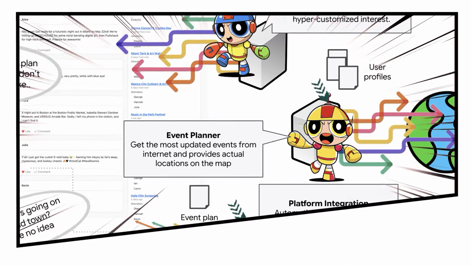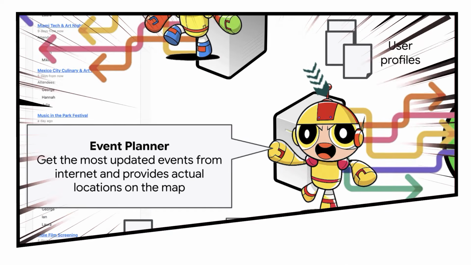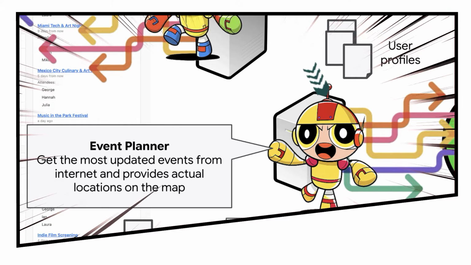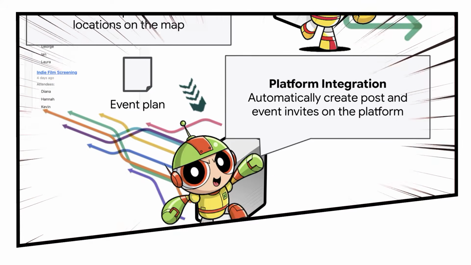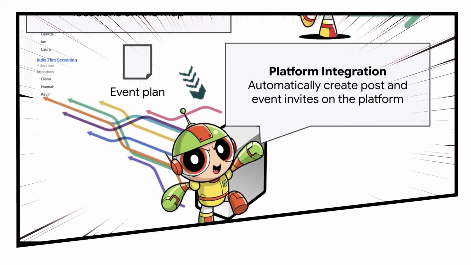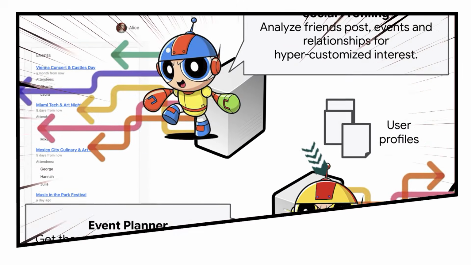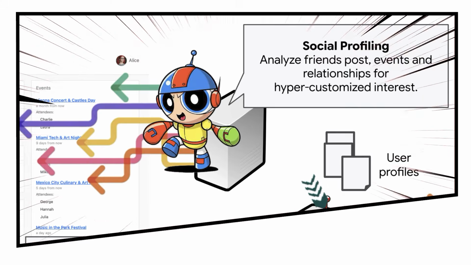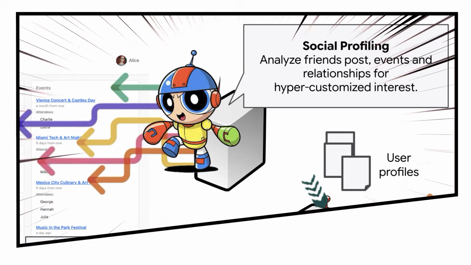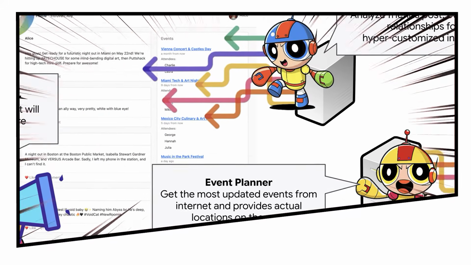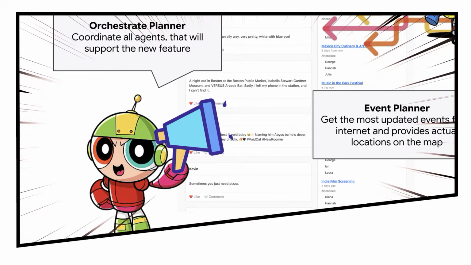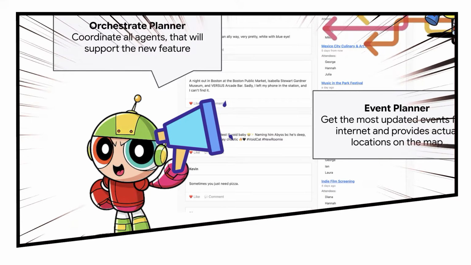First, the event planning agent. This will be our starting point, which we will be building today. Second, the platform integration agent. This agent will be our bridge to the existing social platform. Third, the social profiling agent. This agent handles understanding of users' social profiles. Fourth, the orchestrator agent, which is going to be the conductor that communicates with all the other agents.